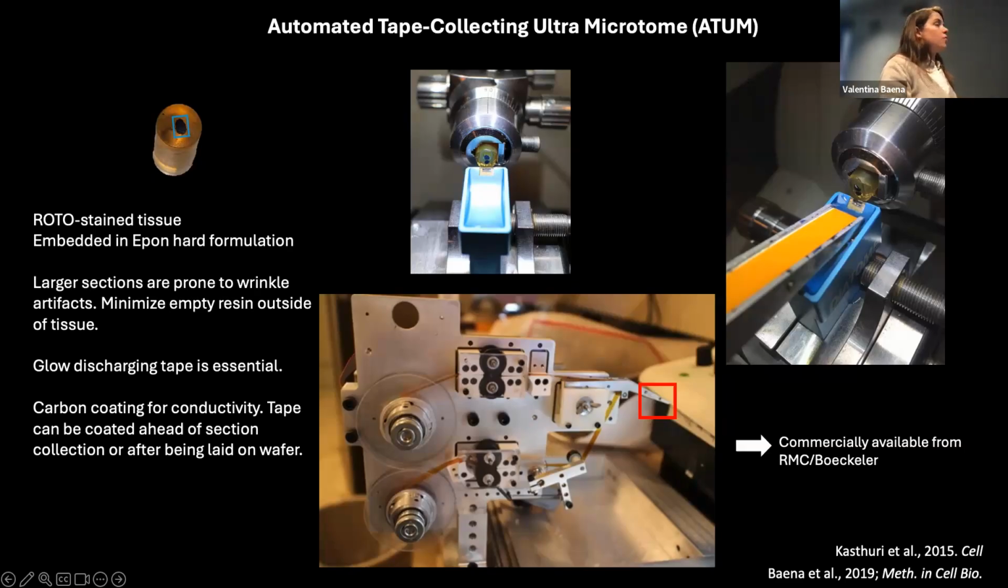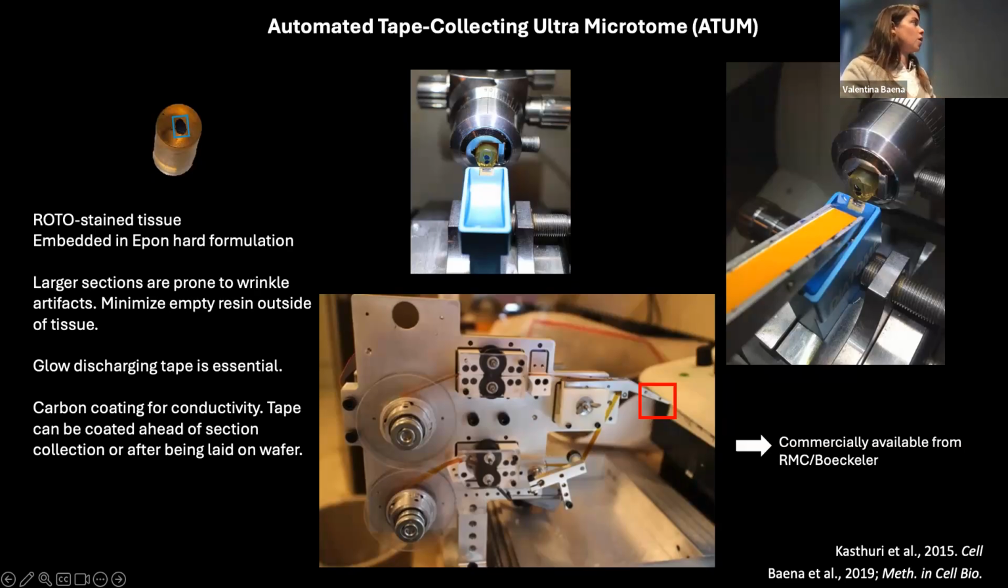Now, the tape itself is not conductive, at least not that I know. Maybe there's new tapes these days, but there's two methods here that will significantly increase your success. One is glow discharging the tape. So you may be aware of glow discharging for TEM grids. You can create a reeling mechanism in your glow discharging chamber so that you can glow discharge the tape as it goes through. And that significantly helps to prevent the formation of wrinkles.